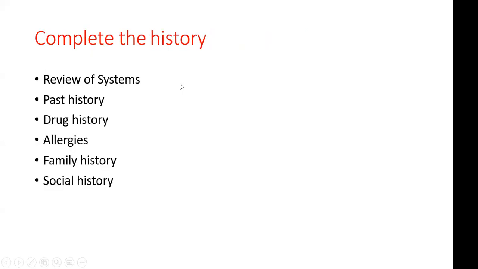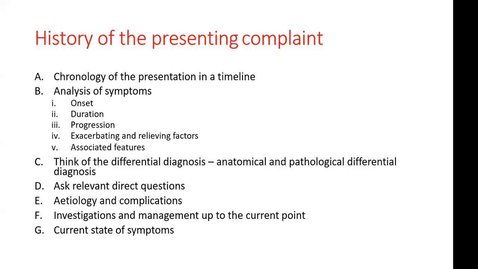I hope that's clear. And then obviously you complete the rest of the history. Okay. Now, review of systems is not necessary now. Because at the beginning you learned those symptoms from the cards by heart and asked all of those. Don't do that now, because you have already done that within this structure of the history of the presenting complaint.